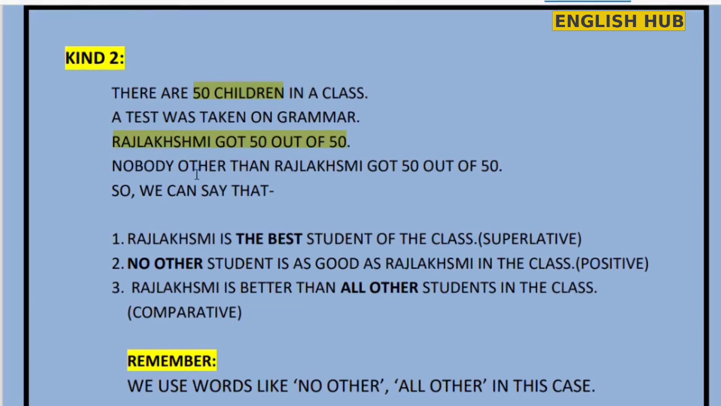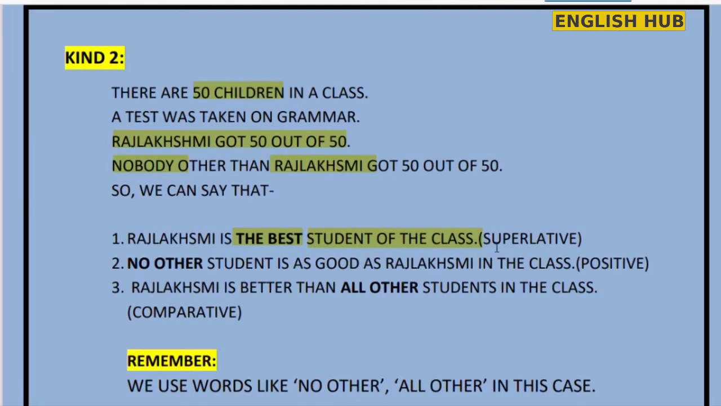Okay, nobody other than Raj Lakshmi got 50 out of 50. Nobody. There was not even a single child who got the same marks as Raj Lakshmi. Only Raj Lakshmi got 50 out of 50. So she is the best. We can say Raj Lakshmi is the best student of the class in the superlative form, because nobody is better than Raj Lakshmi. So she is the best.